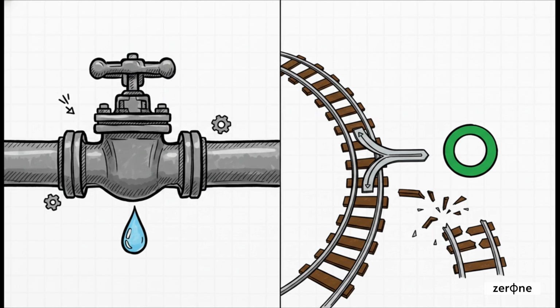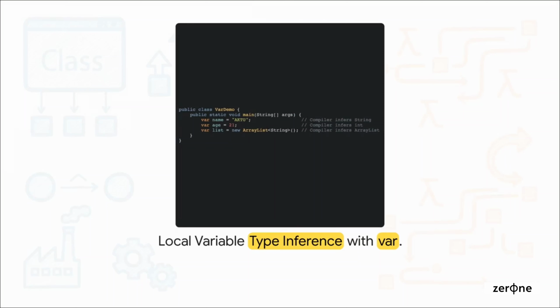Then we have switch expressions, finalized in Java 14. These utilize modern arrow syntax, allow you to assign the result of the switch directly to a variable, and crucially, they completely eliminate the need for the break keyword, saving us from those notorious fall-through bugs that used to plague older code bases. Finally, we have to look at local variable type inference using the var keyword.